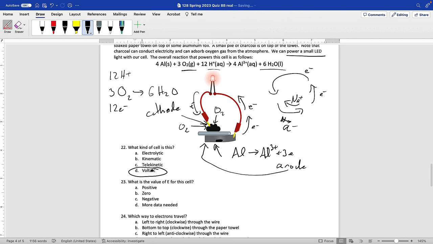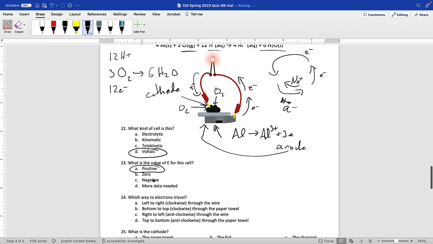What is the value of E for this? Well, the answer is right there. If it is a voltaic cell, it must be that E is a positive number. We're using it. We can't light a light bulb with a negative voltage. If this reaction is spontaneous in the forward direction, it's going to have an E that is positive. Let's go on to the next one.